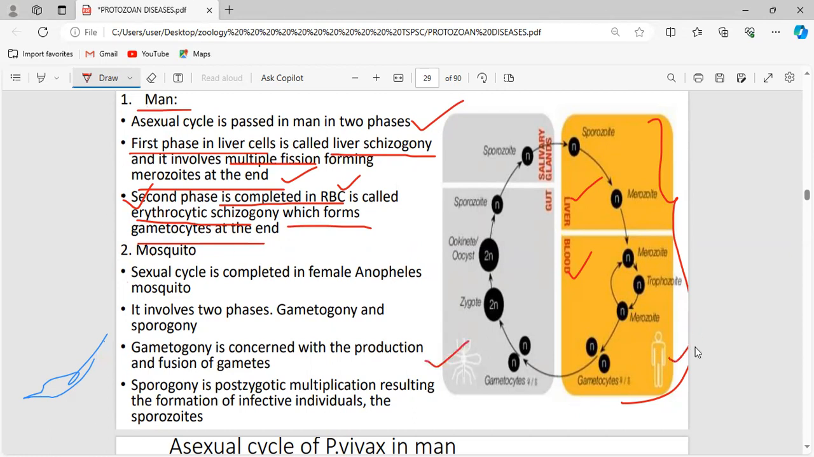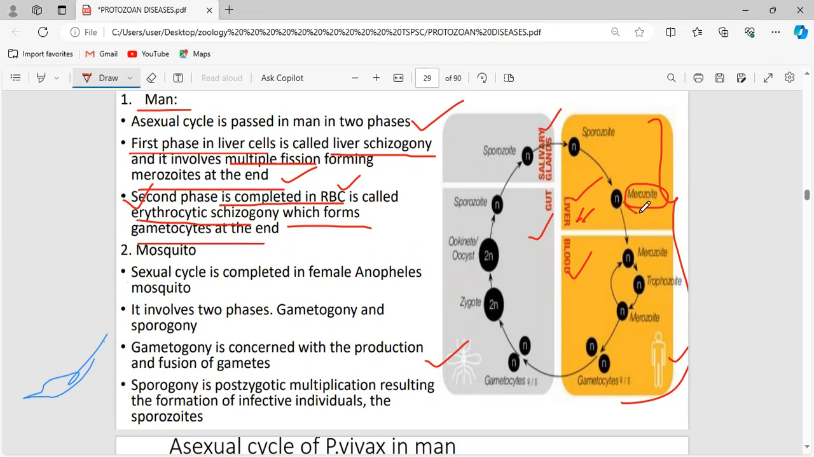See, the things which you have to focus on here are the names of the hosts, mosquito and human. And what are the target areas? Salivary glands and gut in the mosquito, and the liver and the blood in the humans. Clear? And what is the end product of each target area? Merocyte is the end product of the liver.